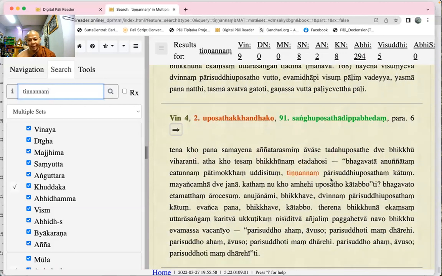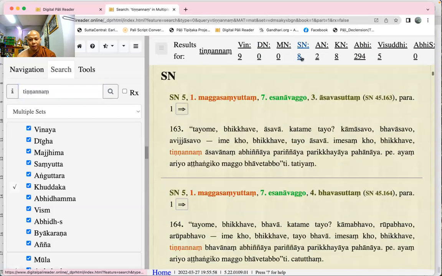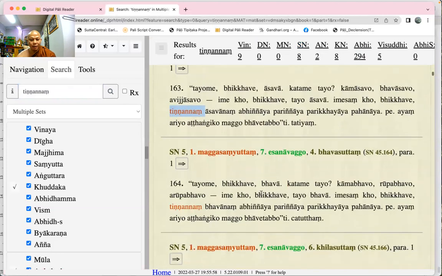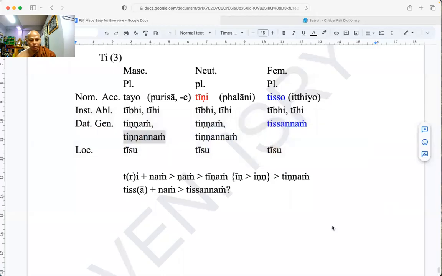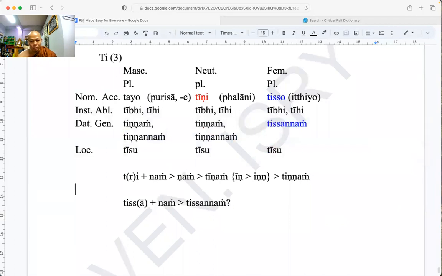So here also, they nan. And in the Sayuddha Nikaya also, here they nan. And here also they nan bhavan. So in this way, we can see, even though not included there, that they nan is also. So we take they not stand. After that, nam is applied.